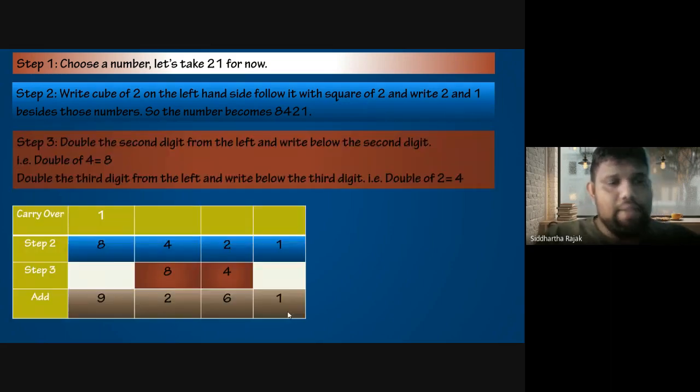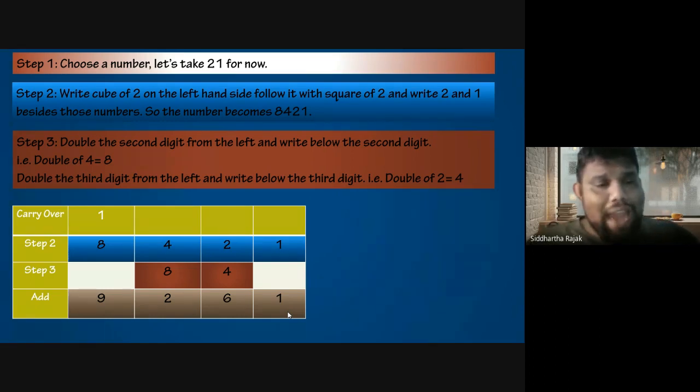For example, you can see step number 2, where the numbers are coded in blue. On the rightmost side, or in the unit place of the number in step number 2, there is 1, and then we have 2, so that 21 is exactly kept over there. On the right of 2, we have the square of 2, which is 4, and on the right of 4, that is the cube of 2, which is 8. We do not touch the end numbers, like we talked about in the last slide as well. And the middle two numbers, that is 4 and 2, we double and put in step number 3. Double of 4 is 8 and double of 2 is 4.